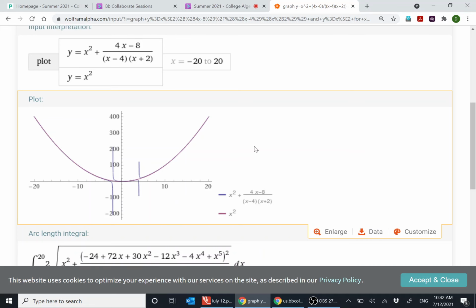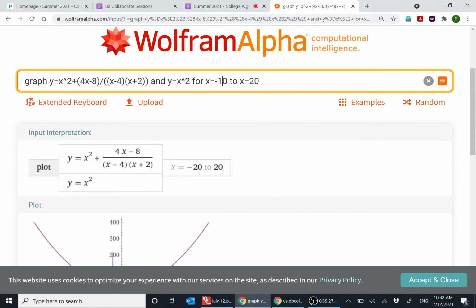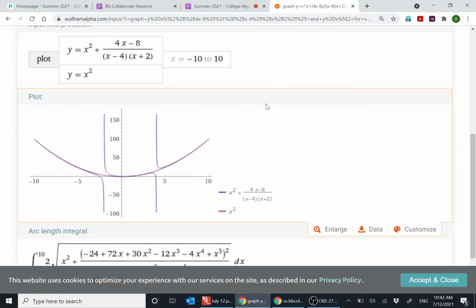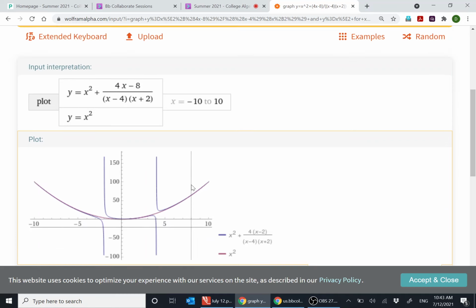Yeah, even that's a lot, maybe minus 10 to 10, to show things in a more interesting light. Right, so the red is the graph y equals x squared. That's the parabola. The blue is x squared plus that rational function. See, it's only for those values around the asymptotes here that things differ from the parabola. After that, it's essentially just the parabola.